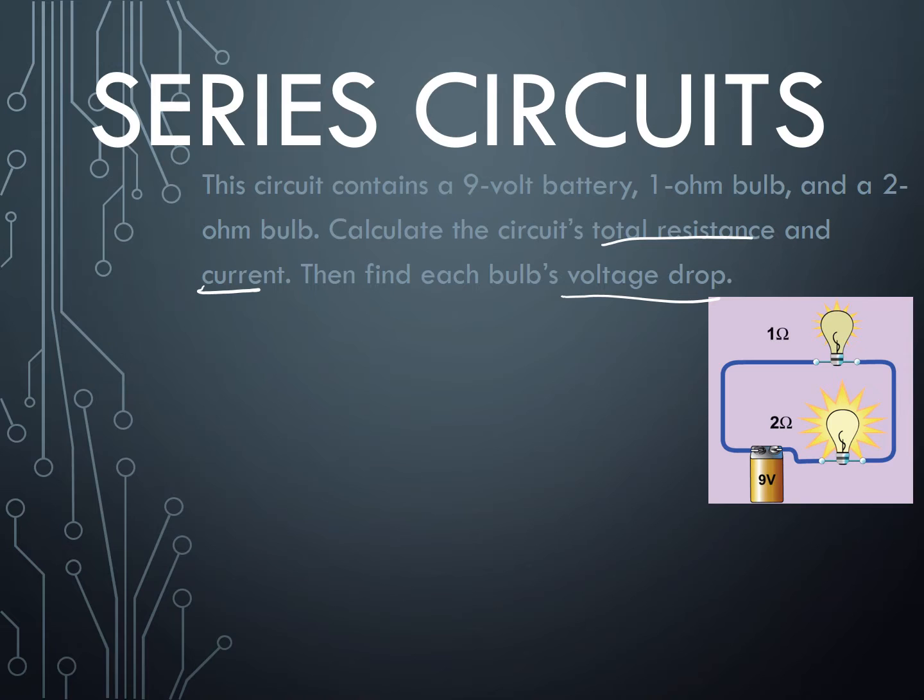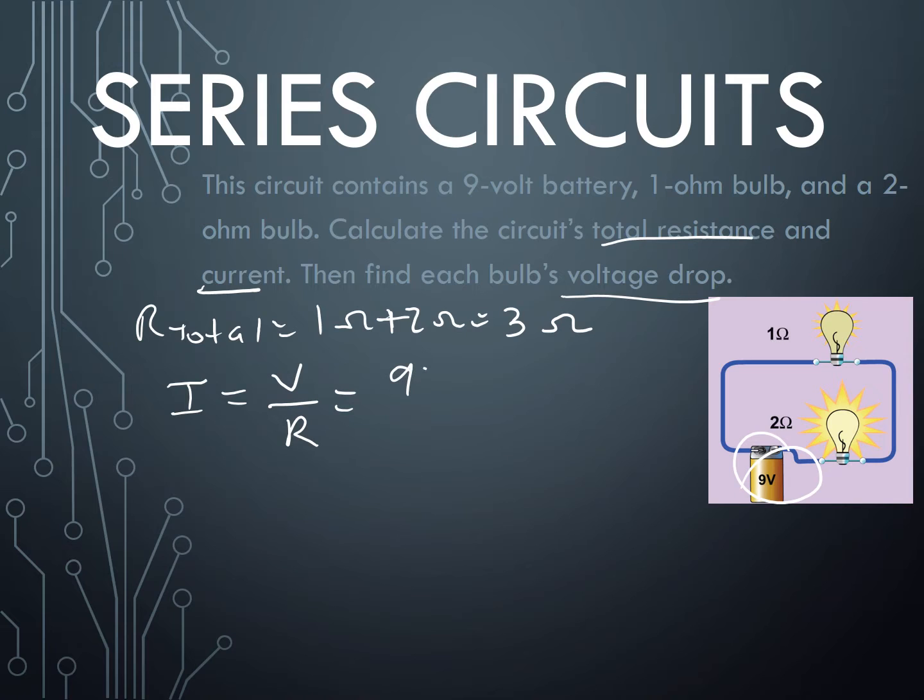So the total resistance is easy. We just add them up. R total equals 1 ohm plus 2 ohms equals 3 ohms. Now let's find the current. Current is I equals voltage over resistance. My voltage was 9V and my total resistance is 3 ohms. So 9 divided by 3, we have 3 amps.